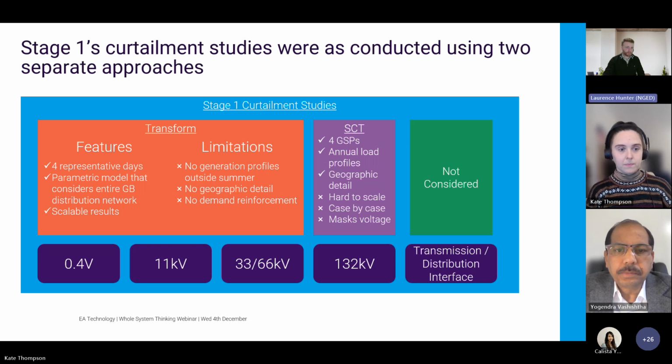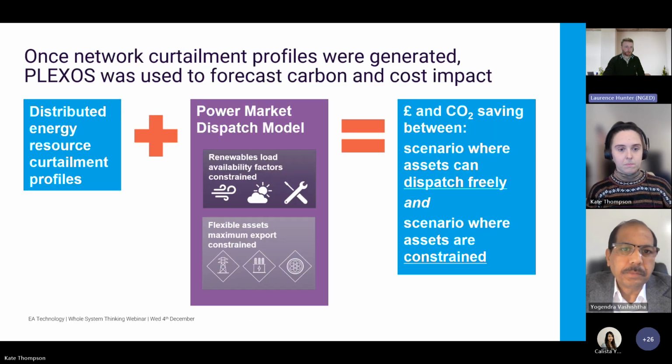So on the next slide, you'll see how we used these profiles. If we could just click through the animations, you'll see that we arrived at two approaches, which gave us a minimum and a maximum distributed energy resource curtailment profile. These can essentially be thought of as a boundary condition that we set within the power market dispatch model, which Baringa is running for us.